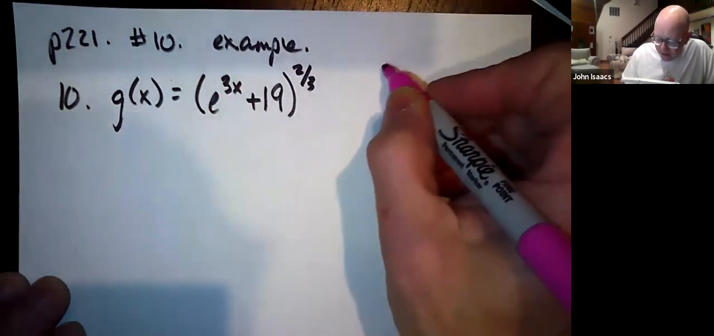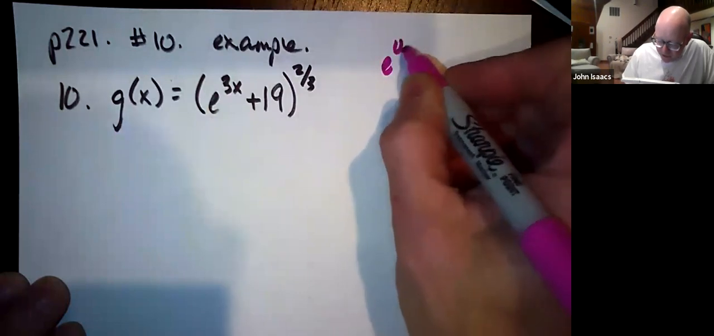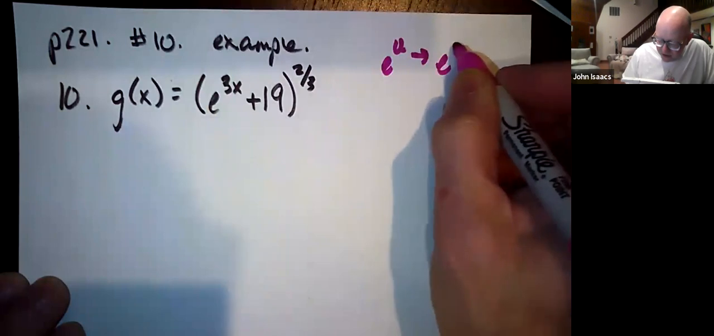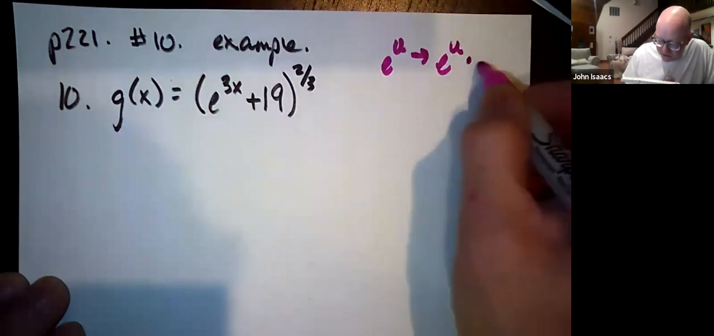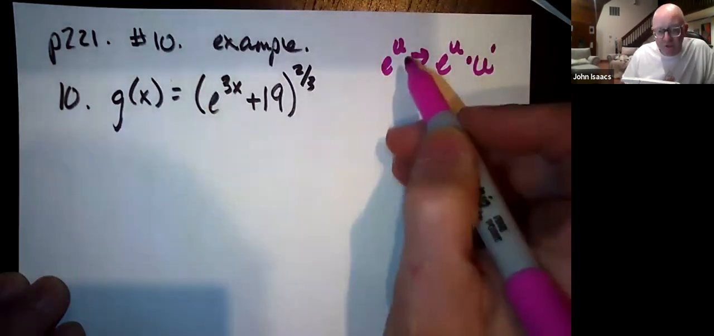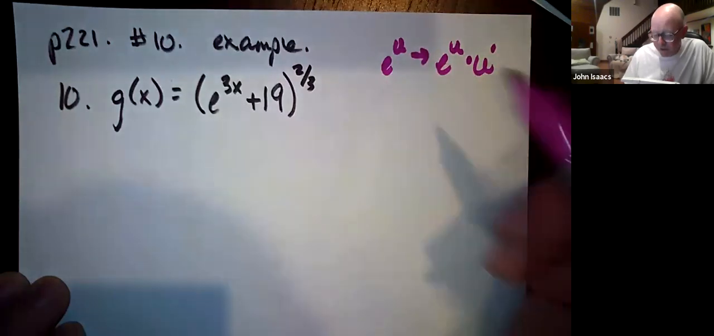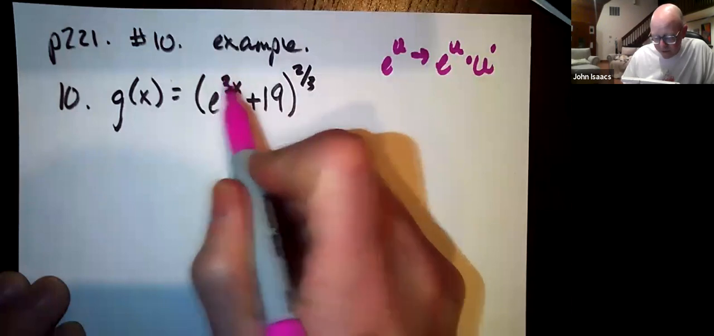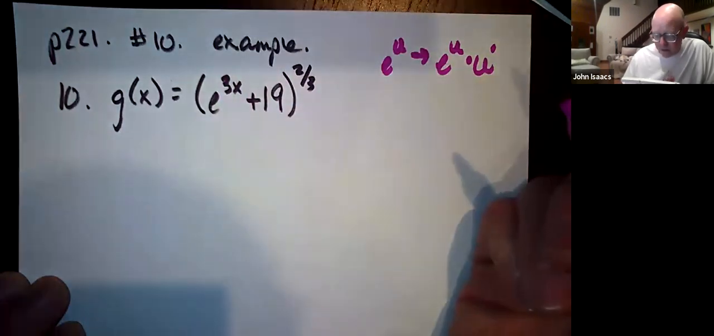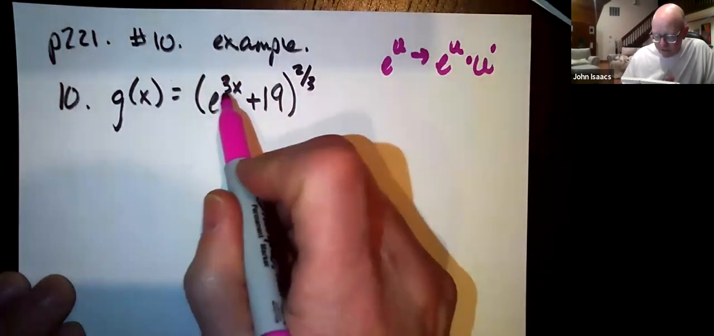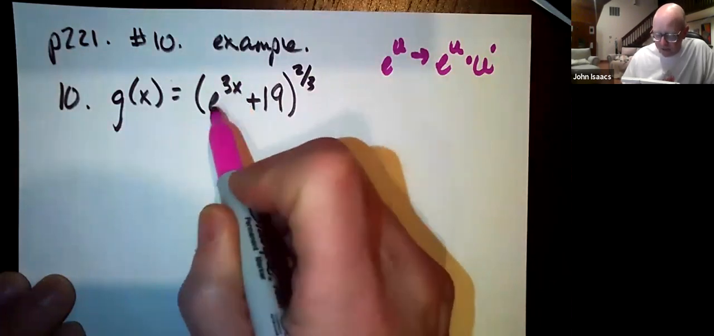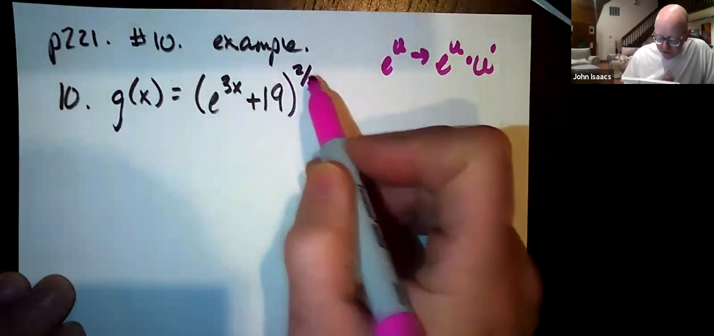Remember that e to the u has a derivative of e to the u times the derivative of u. We have to use the chain rule basically in this, being that u is a function within e, in this case, a function of x. So we have this 3x here as an exponent to e. We also have this 2/3 out here that we have to deal with.